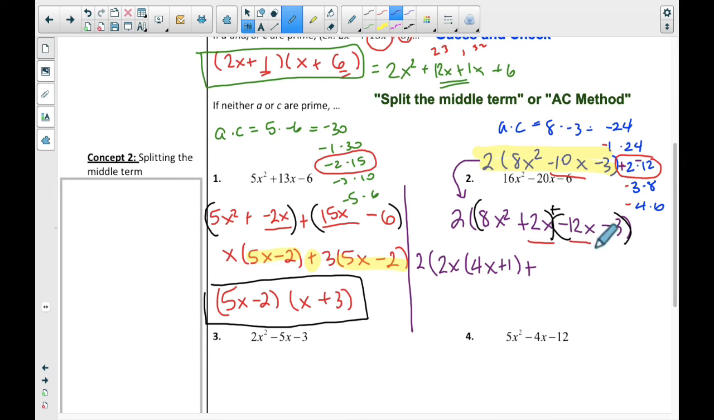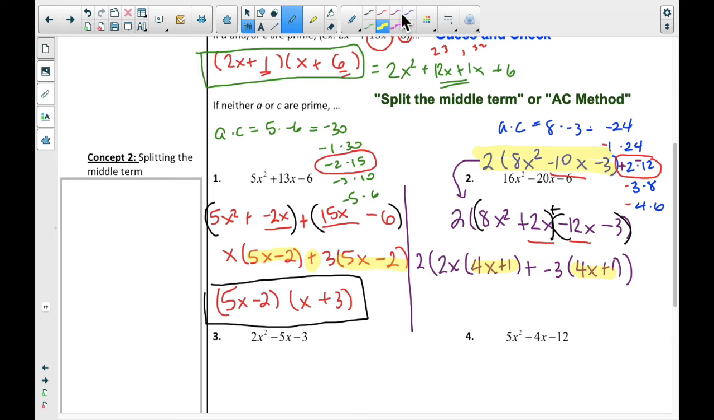Then I have a negative 3 and 4x plus 1. I have a bunch of parentheses, right? That's why I was reluctant to factor out that 2. Like I said, we'll do some more, so don't worry about that. Notice now, though, we have a 4x plus 1 and a 4x plus 1. That means 4x plus 1 is a GCF.